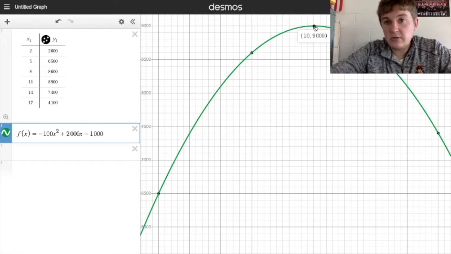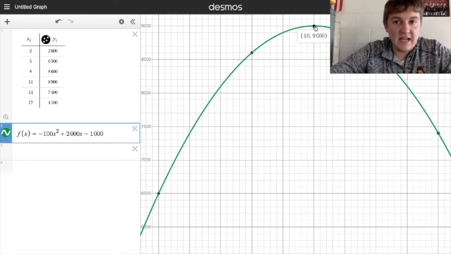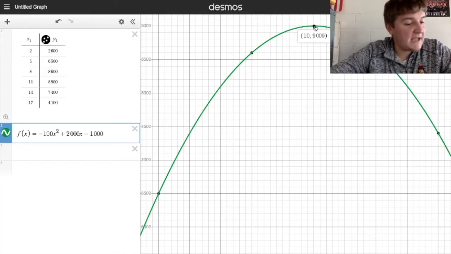So it looks like here, this is my maximum point. So what does this mean? At 10 comma 9,000, my x is 10 and 9,000 is y. That means at a ticket price of $10, my profits are maximized at $9,000. And that's how you find the maximum.